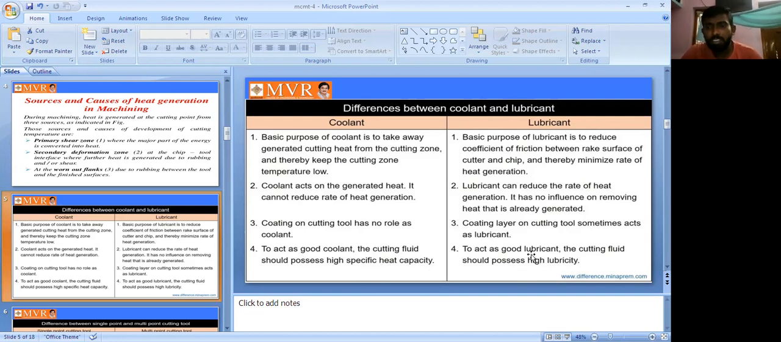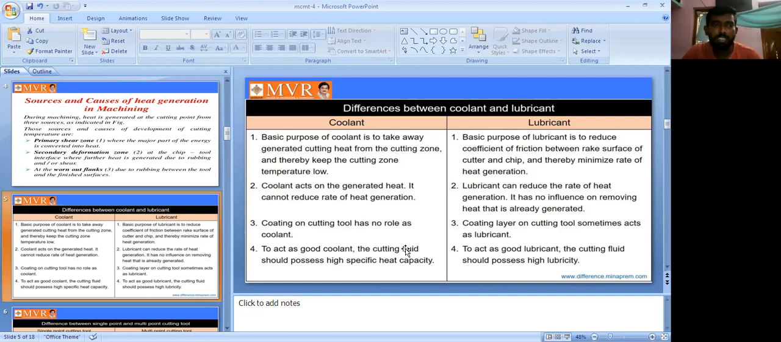To act as a good lubricant, the cutting fluid should possess high lubricity. To act as a good coolant, the cutting fluid should possess a high specific heat capacity. Only then will it act as a good coolant. Likewise, only if the cutting fluid has high lubricity will it act as a good lubricant.